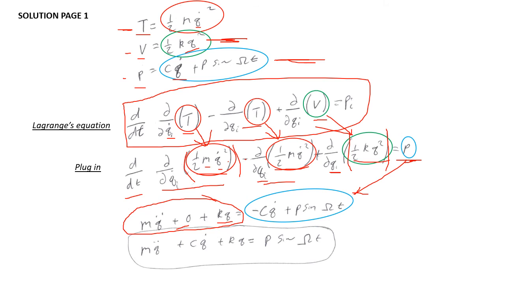That we can simplify, getting rid of the 0. Rearranging a little, we have m q double dot plus c q dot plus k q equal to P times the sine of omega t. So there's our q double dot, q dot, q form equal to P times the sine of omega t on the right-hand side of our equation.